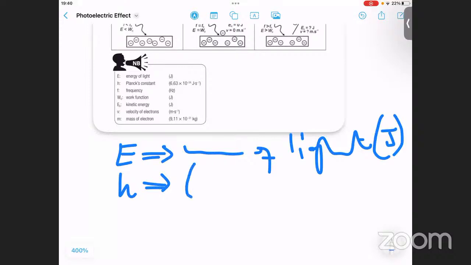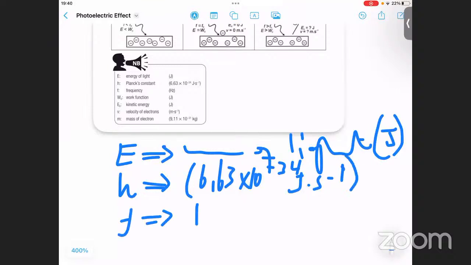That means everywhere you see H, you will always substitute that, which is joules per second. Obviously, the frequency, you know, is measured in hertz. And then that W0 is the work function.